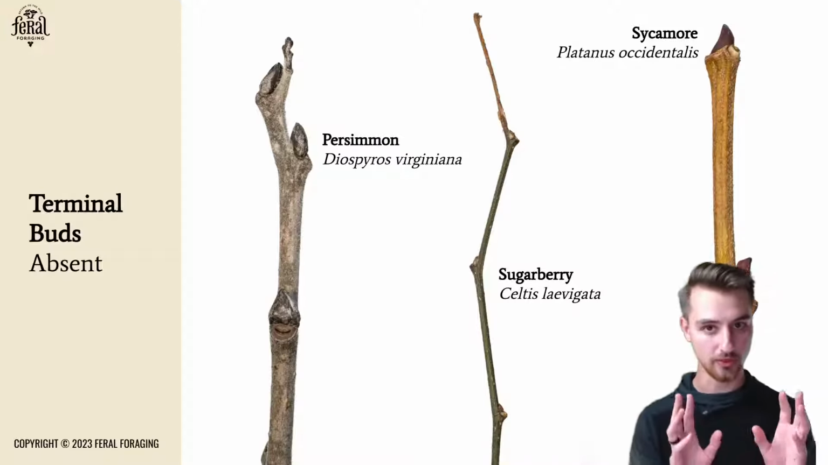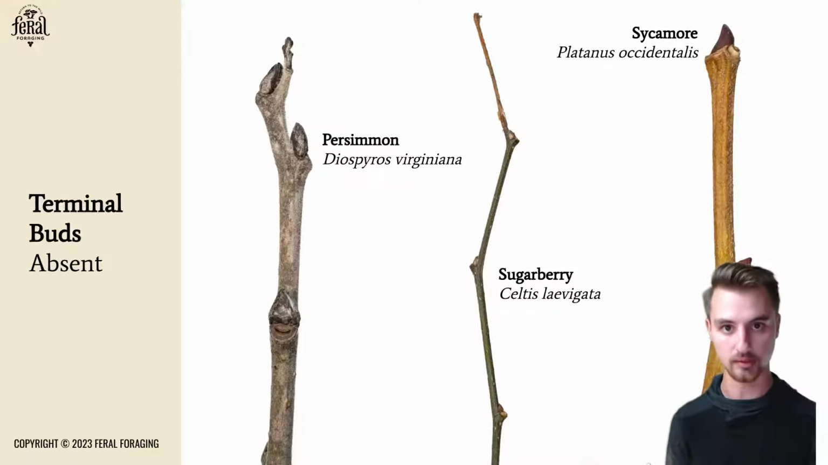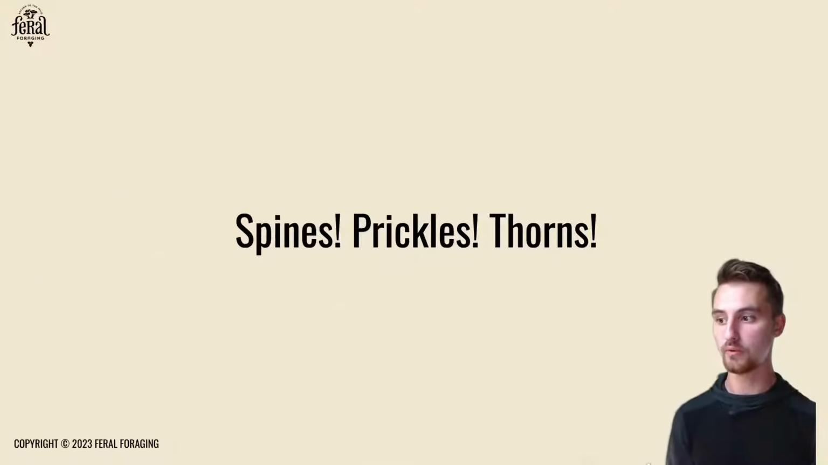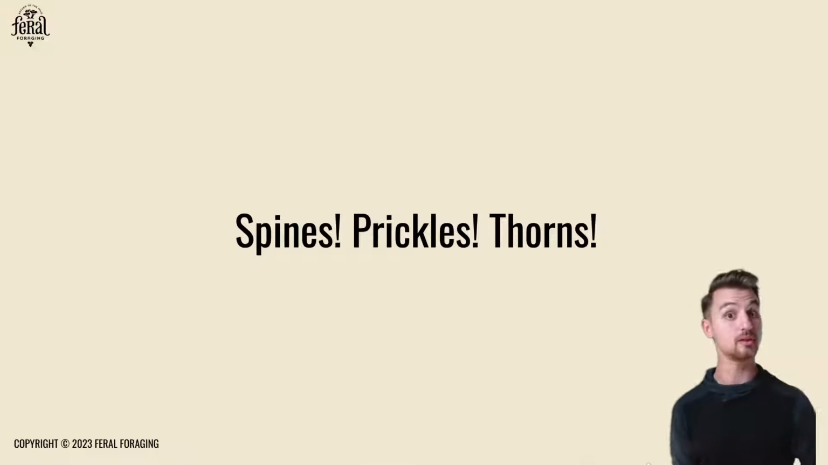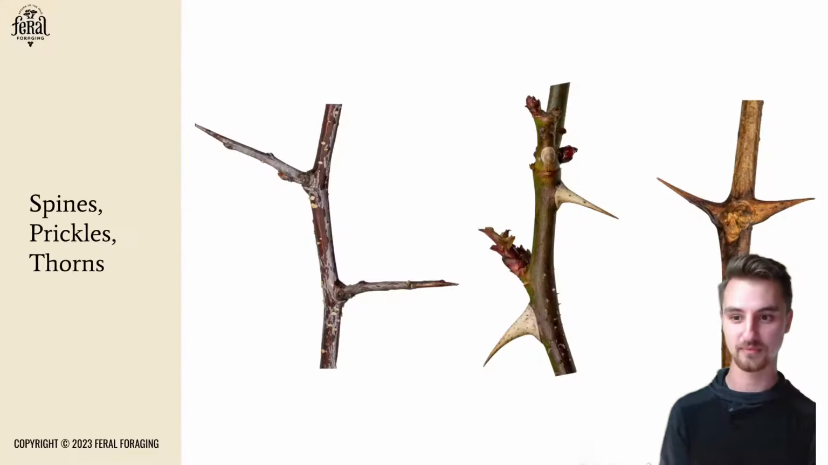Okay, so I think we have a good handle of that. If you have any questions, then we can revisit this at the end of the presentation. But we'll move on to the next one. This is very important when you are dealing with keys. It's going to come up often because it's relatively distinctive. Spines, prickles, and thorns, okay?